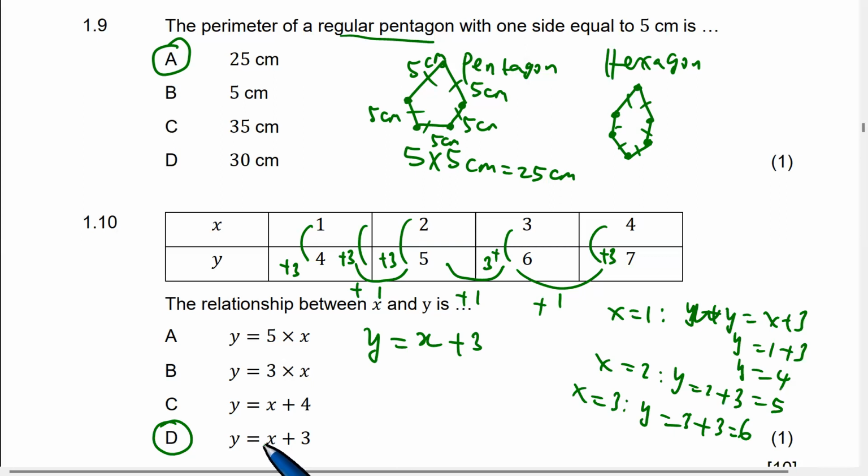Because if you try A, if X is 1, you put it here. What is 5 times 1? It's 5. But this is not 5. It must give us the Y. So here X is 1, you put it here. What is 3 times 1? It's 3. It can't work because this is 4. When X is 1, Y must be 4. You suspect this one. When X is 1, you substitute here. What is 1 plus 4? 5. It is 5. You get the point?